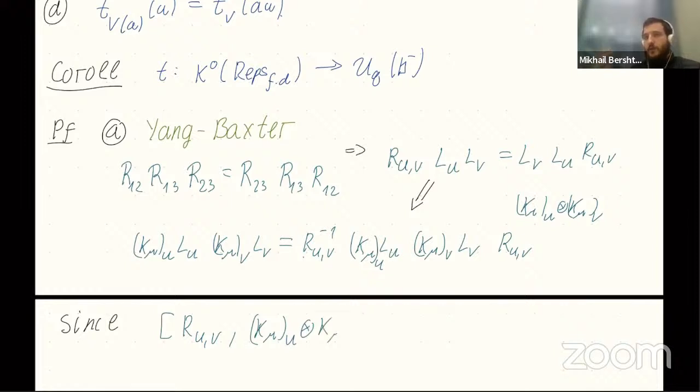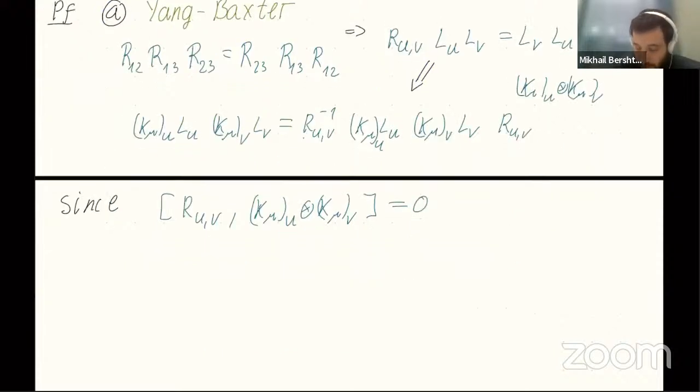The R matrix preserves the Cartan eigenvalues with respect to the diagonal Cartan subalgebra. The R matrix, if you remember, for SL2, for example, has this form. So K acts here by some number, here by another number, and here by a third number. And therefore it commutes with the R matrix. And now it remains to take the trace.